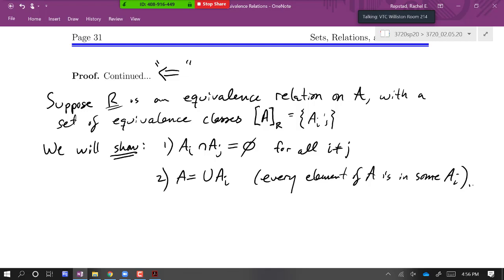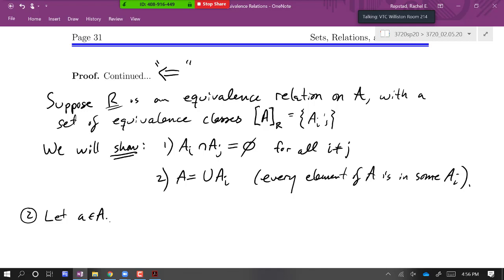We're actually going to show this second item first because it's easier. And then maybe we'll call it a day and do the first part on Monday. So we'll just grab an element of the set A. If we're trying to establish that the set A is the union of these A sub i's, all I need to do is show that if I grab this arbitrary element A, it's got to be in one of those A sub i's. That's all we need to establish.